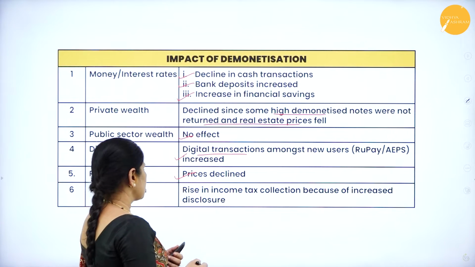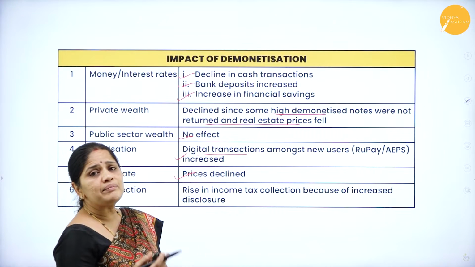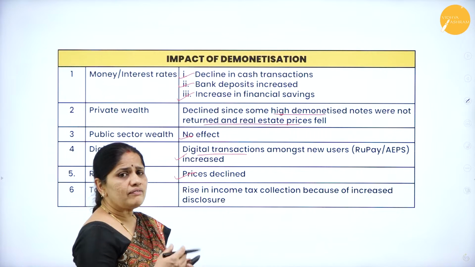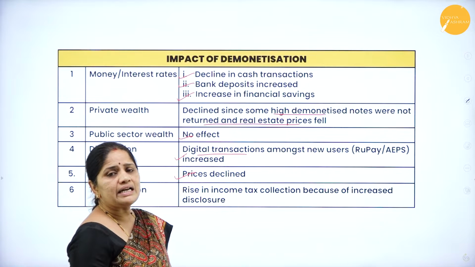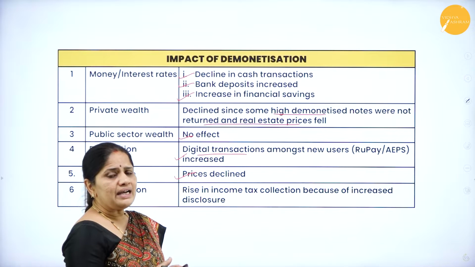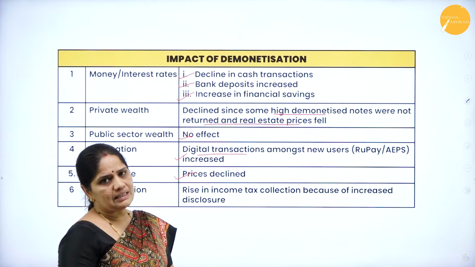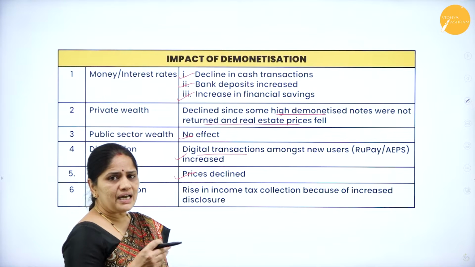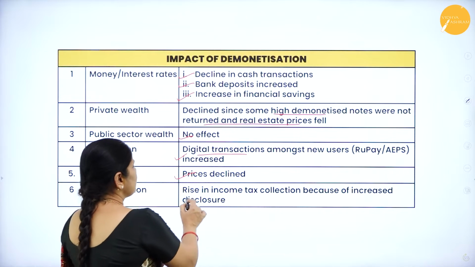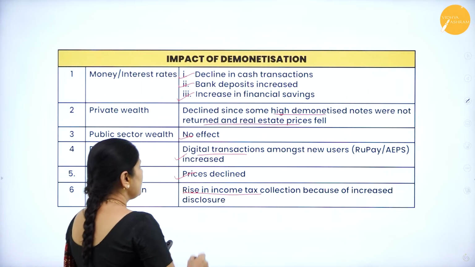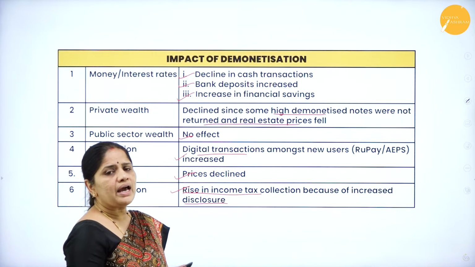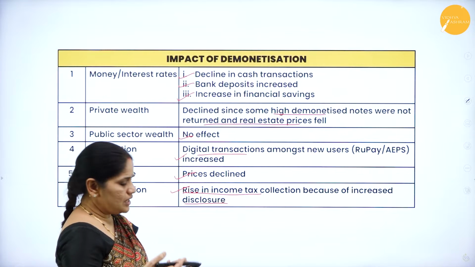Then tax collection. There was a rise in income tax collection because people were waiting for a chance to get their notes validated. All those invalid currencies which they had hoarded over so many years came to the bank, and because of that they had to declare the income and pay the penalty. As a result, there was a rise in income tax collection because of increased disclosure. People disclosed undisclosed income, and thereby income tax collection rose.